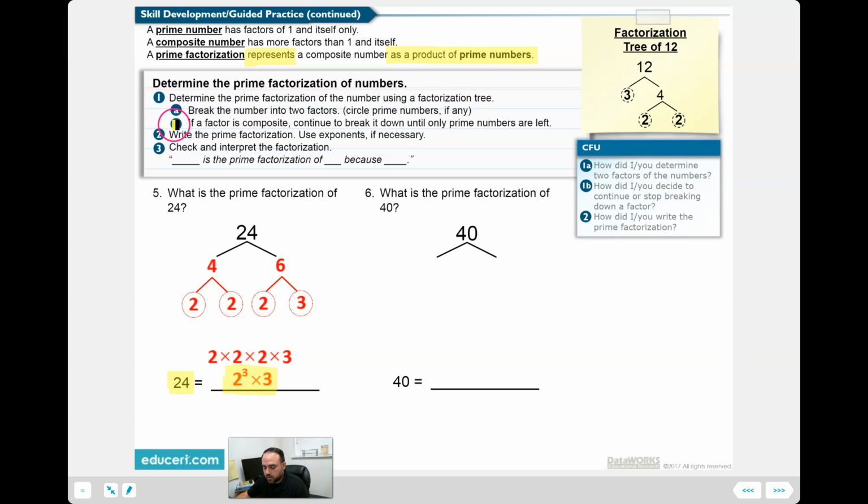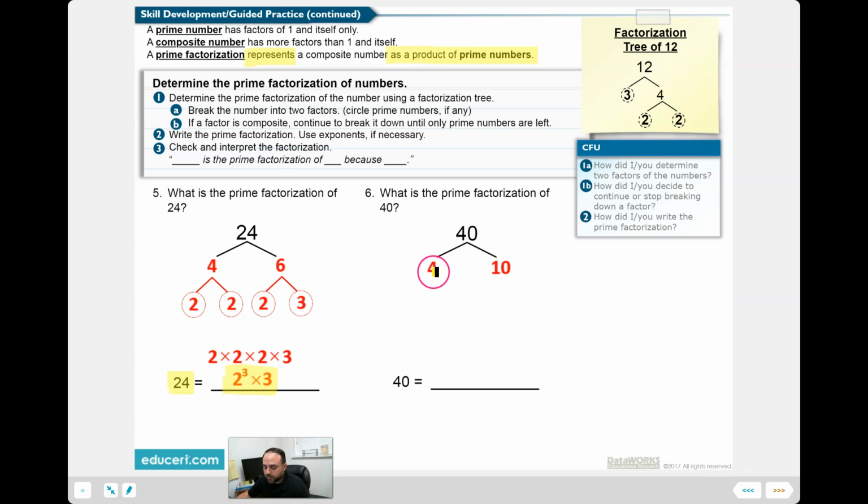Step 1b. You read. Use what you know about different ways to multiply to a product of 40 to start completing the factorization tree. 40 is equal to the multiplication of 4 and 10. So those are the first two factors that I have for my factorization tree.